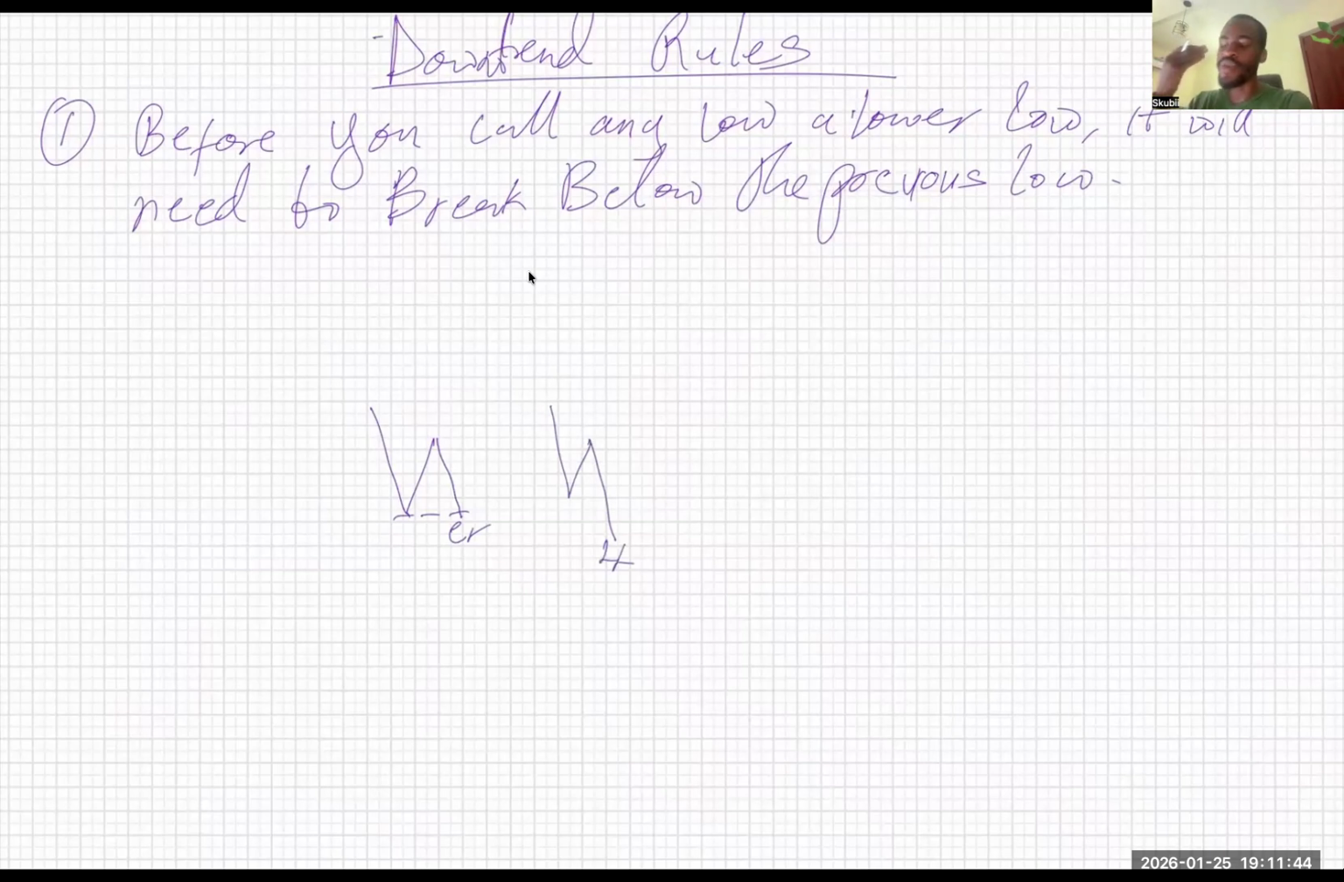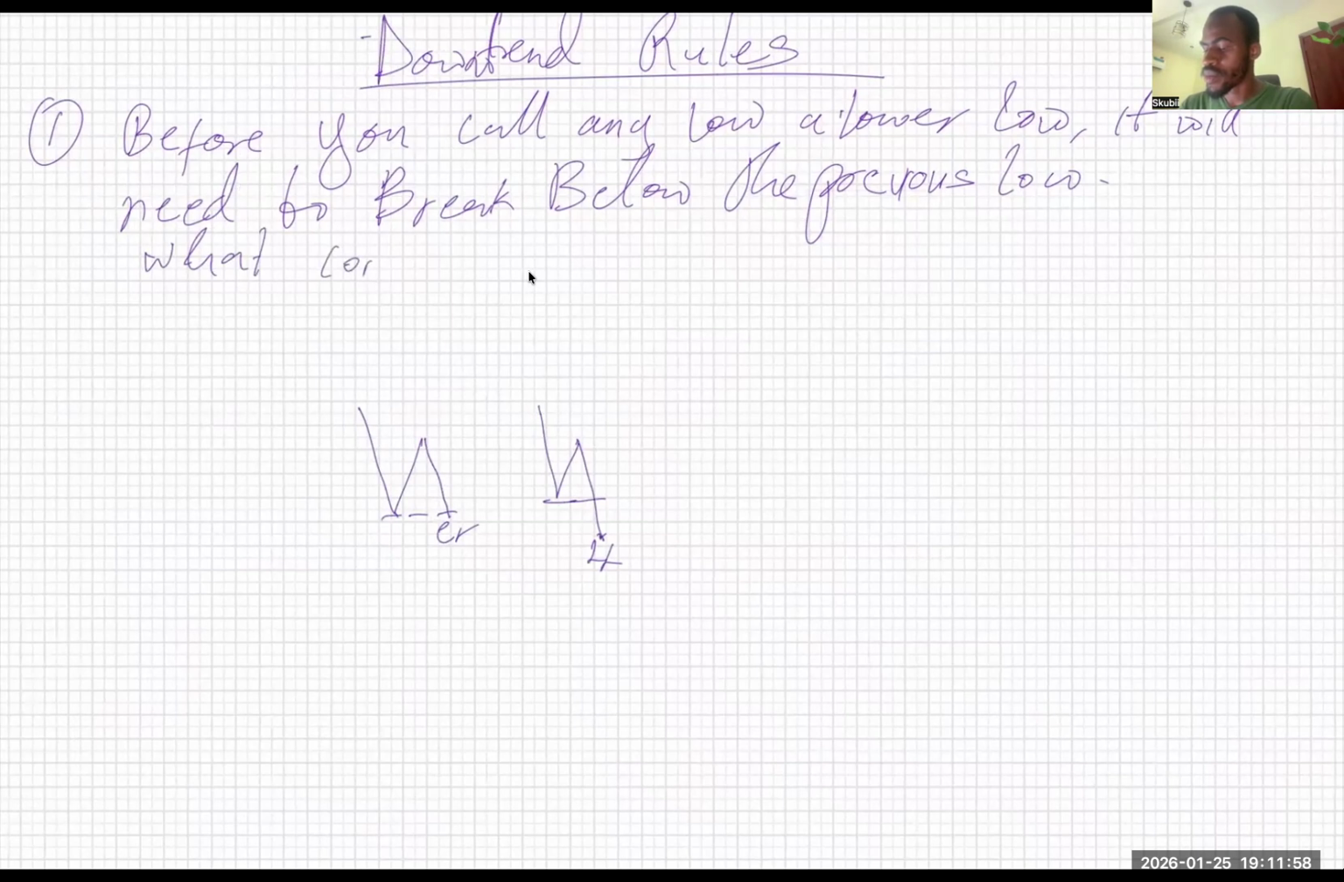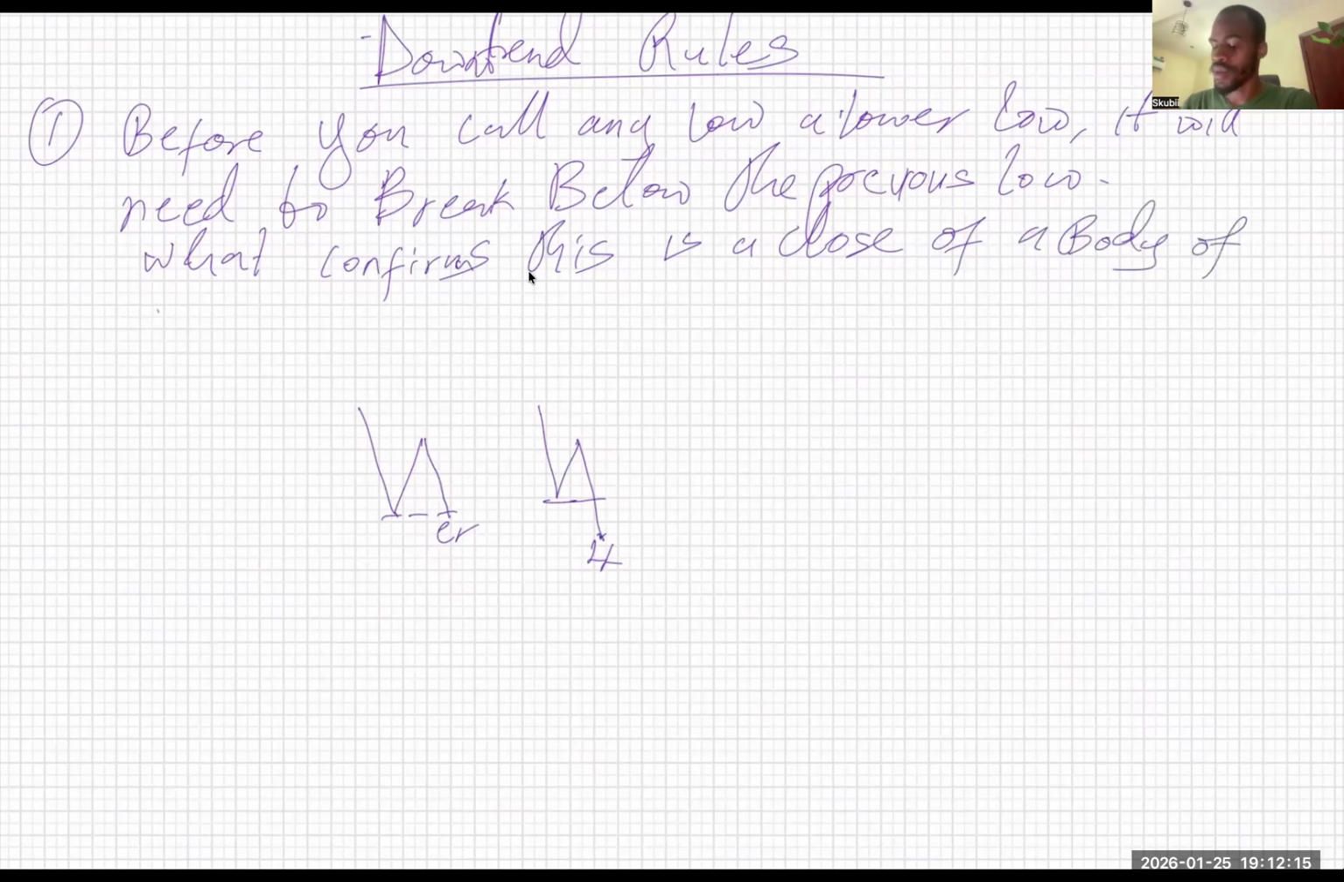If you even listen to the name, you hear that the name is what? A lower low. We have a low that is what? Lower. Lower than what? The previous one. Now, what confirms this? What confirms this is a close of a body of a candlestick below the previous low.